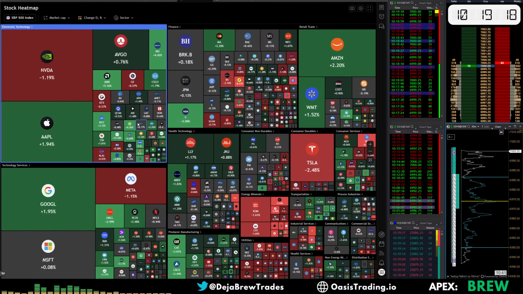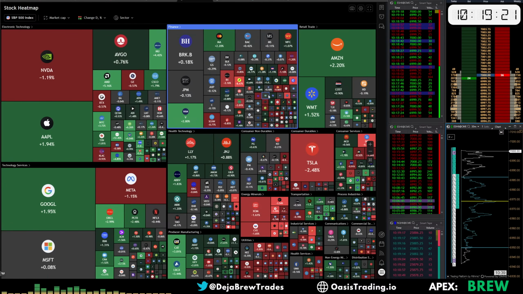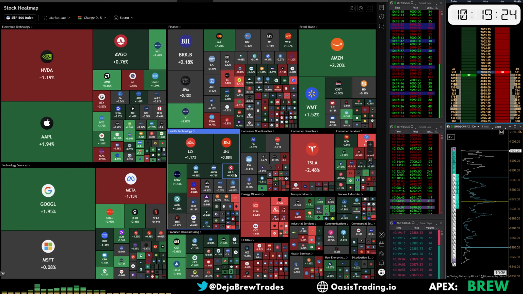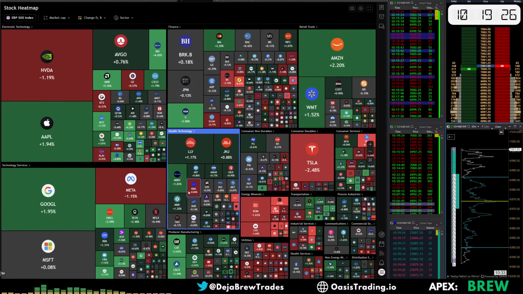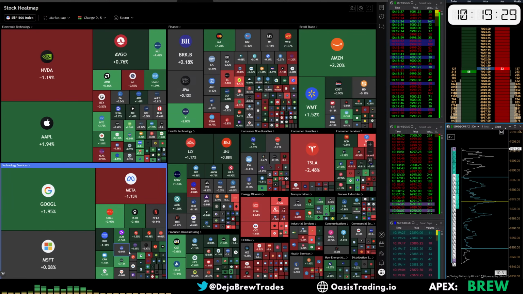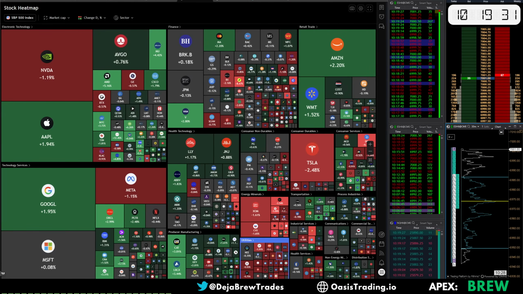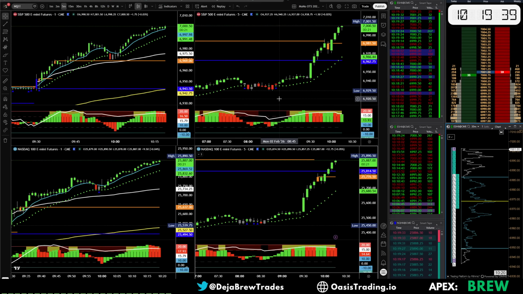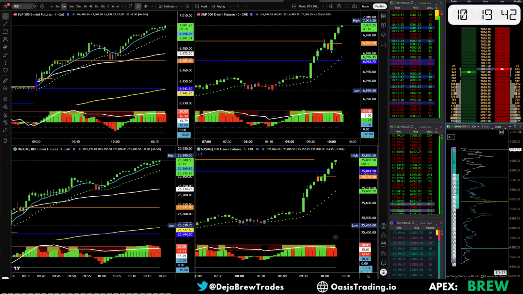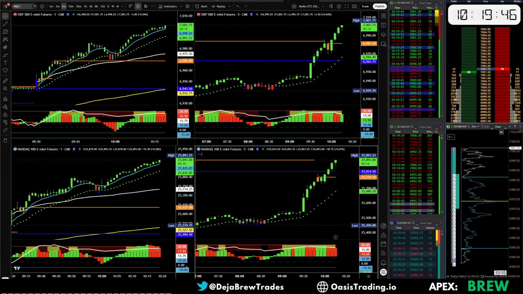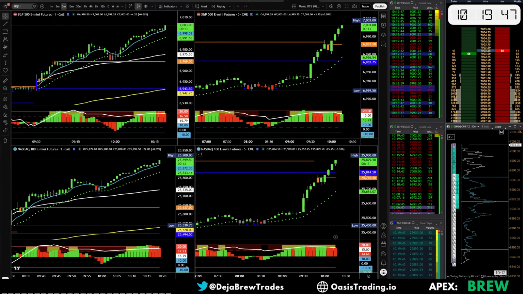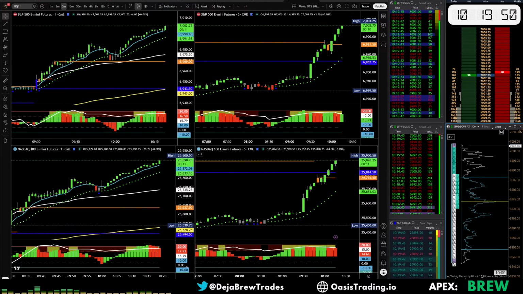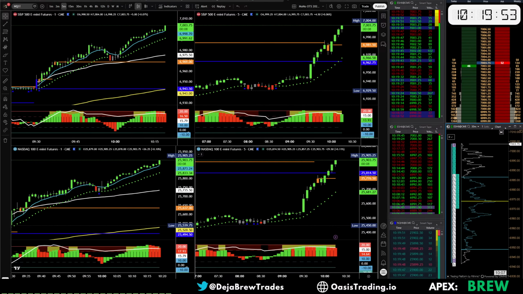A pretty green day overall. Tech's doing all right. Finance doing okay. The smaller finance companies, not so much. Health tech. Yeah, it looks like a lot of the smaller caps are not doing too good. Energy's pretty red. Utilities red. Mostly a large cap day. Russell's still doing all right, though, even though the smaller caps are not doing too good. Dow Jones also doing okay.